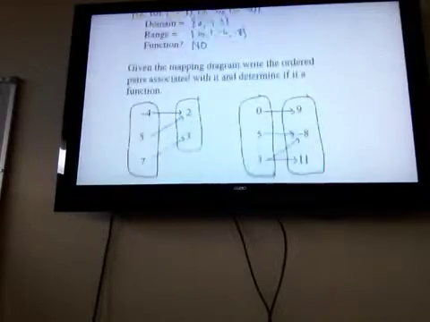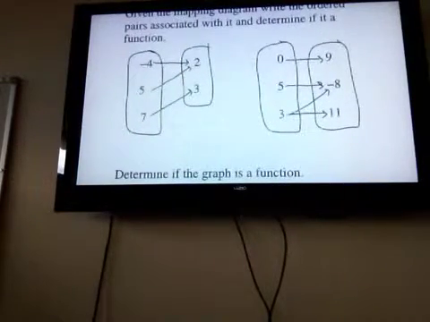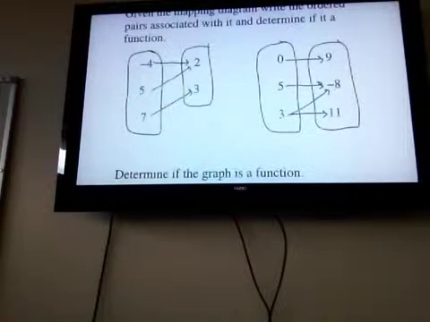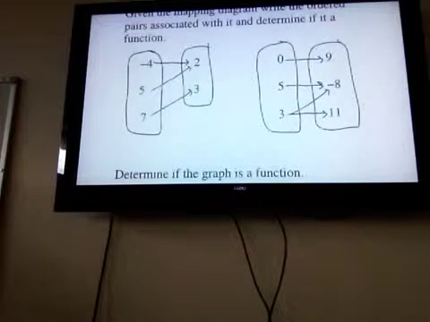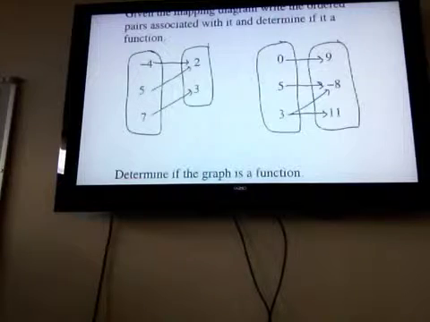Okay, these are mapping diagrams. Very crudely drawn, but nonetheless, that's what they are. So, two things I want you to do. First, I want you to be able to read it. So you're going to write the ordered pairs associated with the mapping diagram. What ordered pairs does it give me? And then tell me whether or not, yes or no, it's a function. So it's as simple as following the arrows.